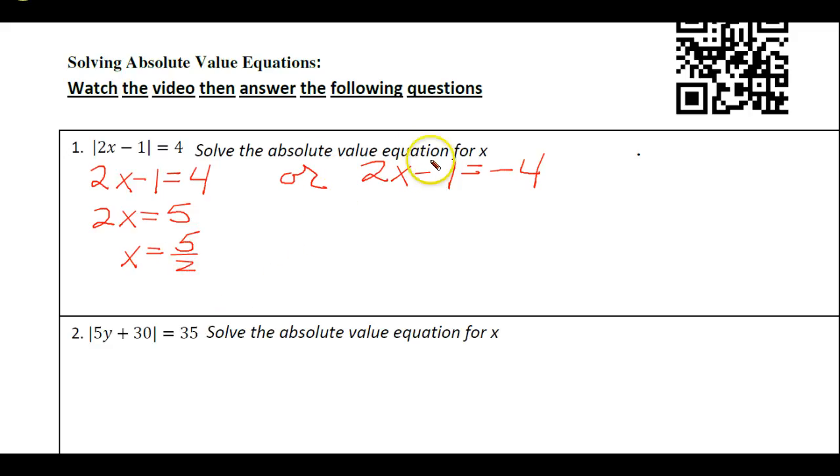Or, again, bring this over as a positive 1. This now becomes a negative 3. And you get x, after you divide both sides by 2, a negative 3/2. And that's as easy as it is.